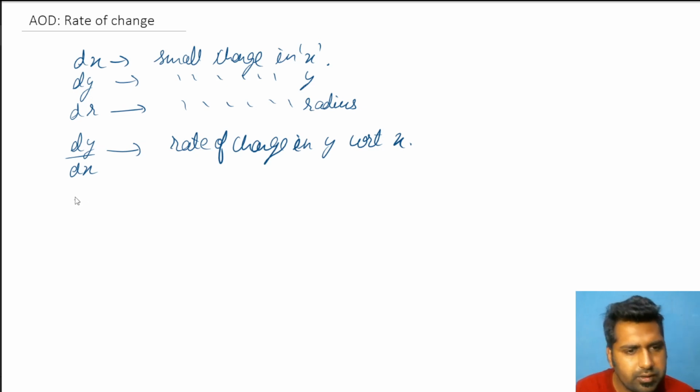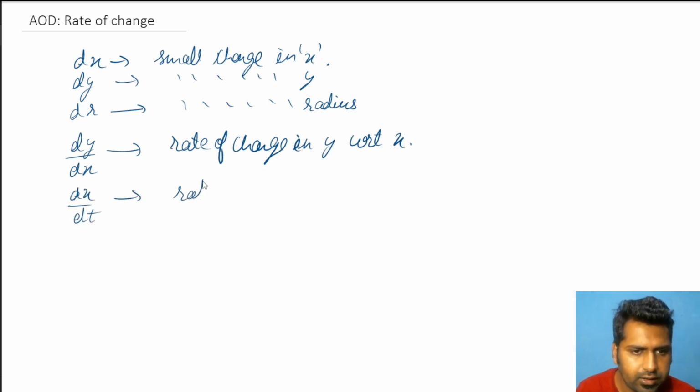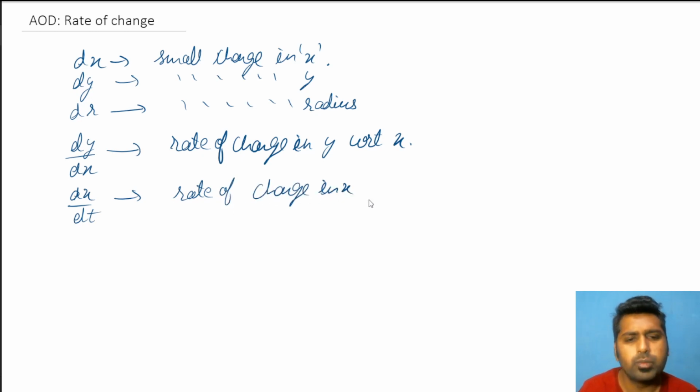Now, usually when we talk about change, it is majoritively defined with respect to time. So if nothing is mentioned, then by default it's always with respect to time. With time everything changes. So suppose dx by dt. What is the meaning of that? Rate of change in x. The moment a question says rate of change in x is something, that means it is talking about dx by dt. So if nothing is mentioned, by default it is with respect to time, dt.